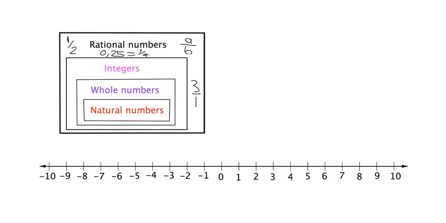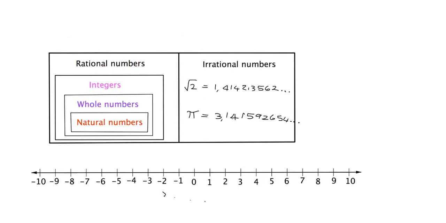So, rational numbers, there's infinitely many of them, and they're starting to fill in the gaps between 1 and 2, 2 and 3, negative 5 and negative 6, etc. But there are more. So, the last set of numbers that we have to look at are the irrational numbers. And like the rational numbers, they help us fill in all the gaps in between the integers.